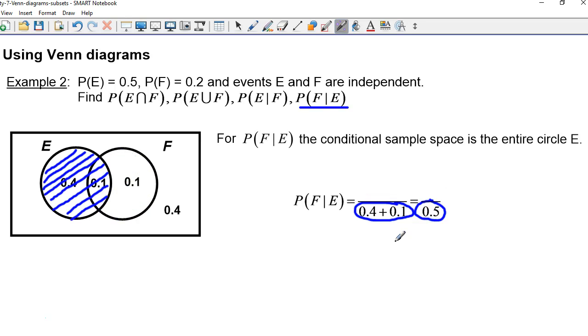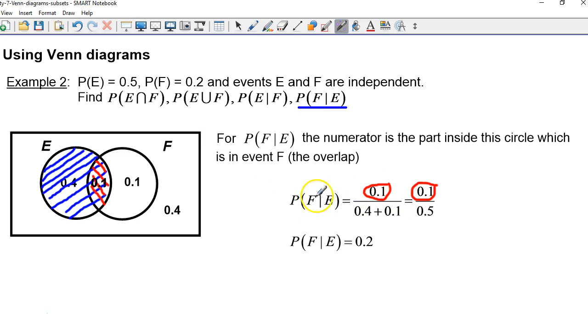We can do the same process for the other conditional probability. This time E is establishing the condition, so the E circle, which has a total of 50% of probability in it, is the probability for the conditional sample space. And then on the top, we're going to take the probability of being in F, which is 10%. So 10% out of the 50%, 20% is the probability of F given E. In other words, if E has occurred, there's a 20% chance that F has also occurred.